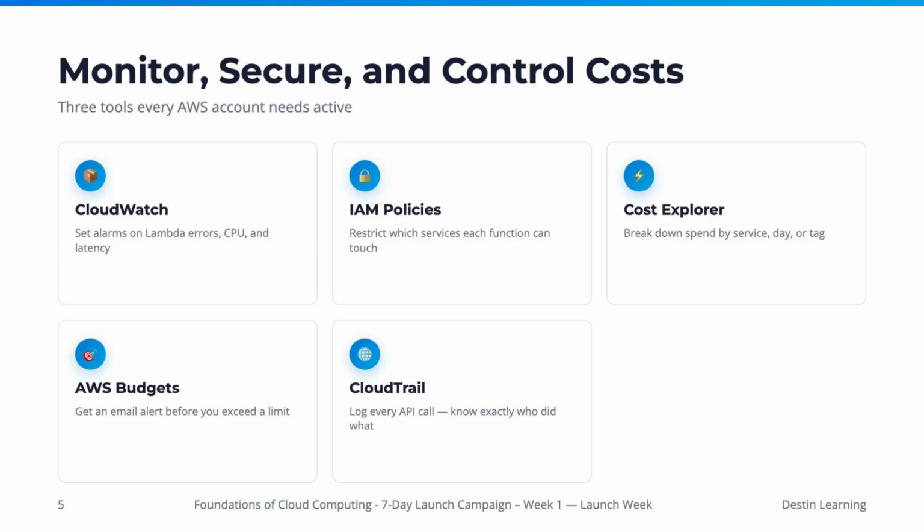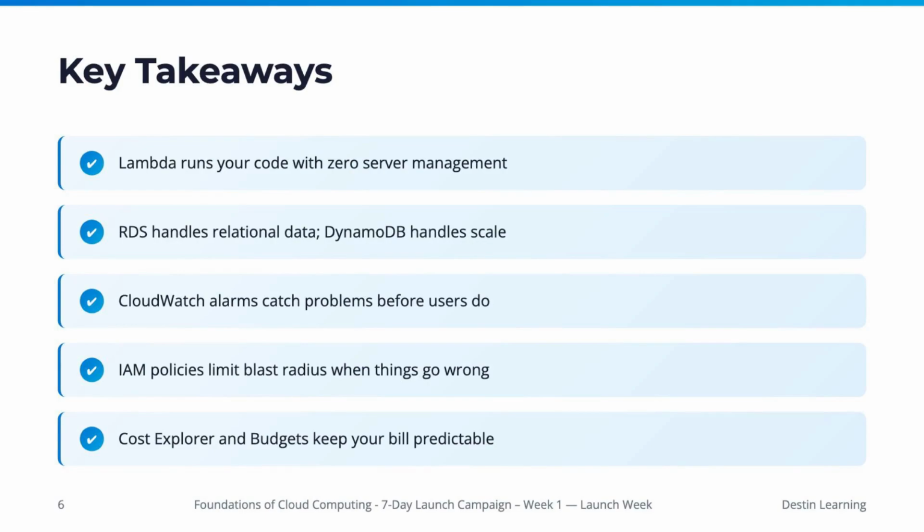Let's summarize Chapter 1, From Reading to Doing. We covered several high-impact takeaways from this lesson. First, Lambda empowers you to run your code with absolutely 0 server management, simplifying development. Second, remember that RDS is your go-to for relational data, while DynamoDB excels at handling scale and flexible NoSQL requirements.